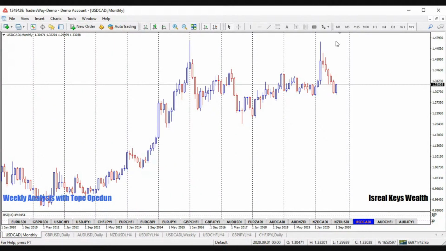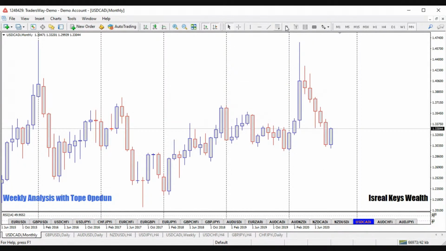Okay, so on the monthly, oh wow, can you see all these stops that are set up waiting for them to be taken there? Look, this is so clear that there are stops here.